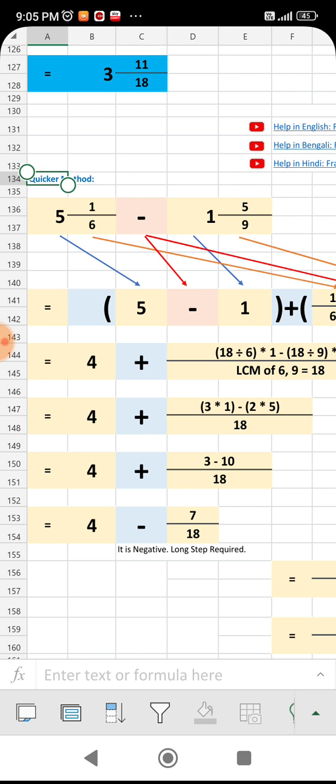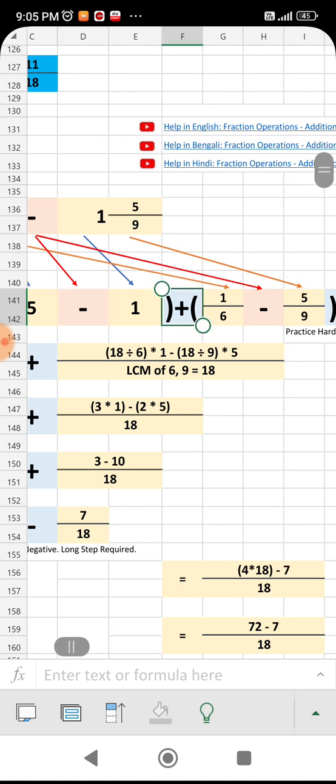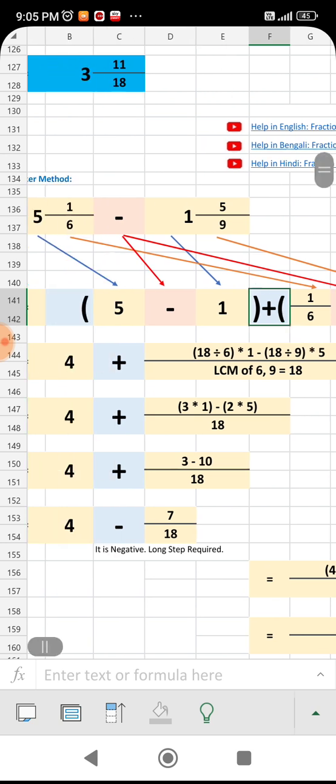Okay, just here it is 5. 5 will come here, and here it is 1. 1 will come here. And why is it minus? Because the minus is here. If it is a plus, then it will be plus. If it is a minus, this way it is minus. But it will always be a plus.